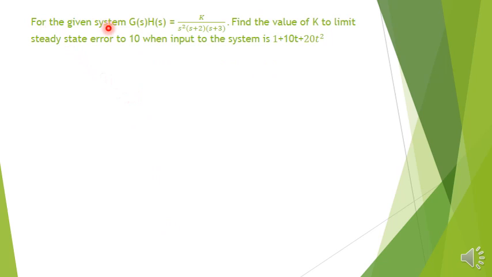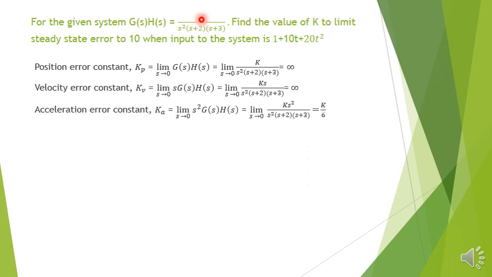For the given system, G(s)H(s) equal to K by s square into (s plus 2) into (s plus 3). Find the value of K to limit the steady state error to 10 when the input to the system is 1 plus 10t plus 20t square. Now it is given that for this input the steady state error is 10, then find the value of K. Now the process is the same.